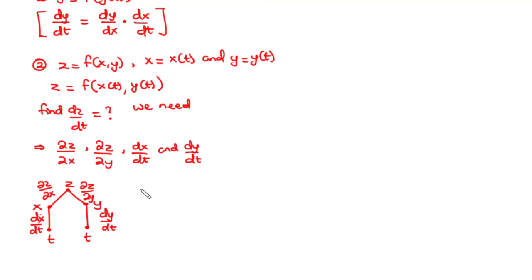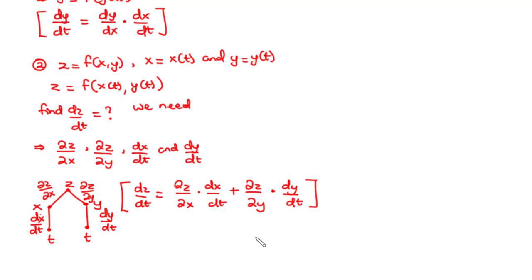Therefore, dz dt is given by the partial derivative of z with respect to x times dx dt plus the partial derivative of z with respect to y times dy dt. Basically, this is the chain rule formula for functions of two variables.